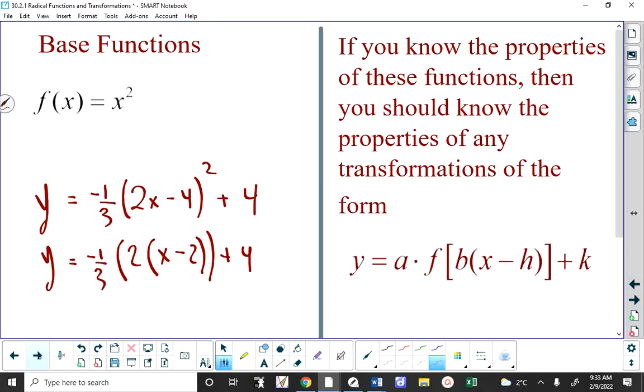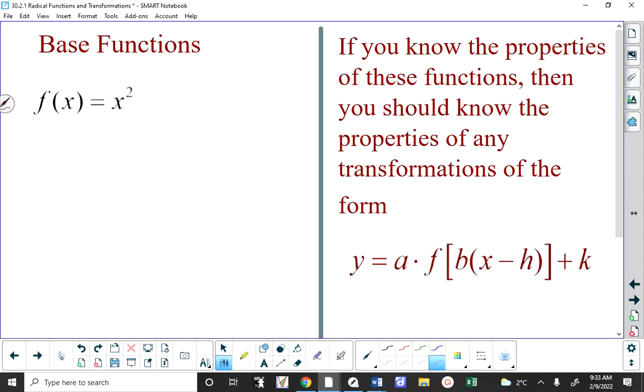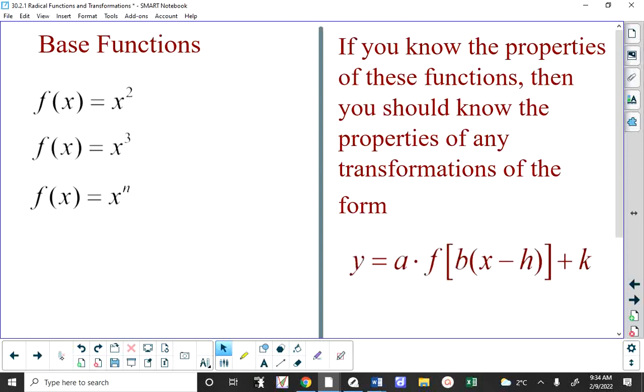The broader point I'm making is that knowing what y equals x squared looks like opens the door to knowing what a lot of quadratic functions look like. And throughout the course, we're going to be looking at other functions. You're going to learn what y equals x cubed looks like so you can apply that. You're going to be learning what y equals x to the n looks like, so x cubed, x to the 4, x to the 5, x to the 6. We'll do that in the next unit.